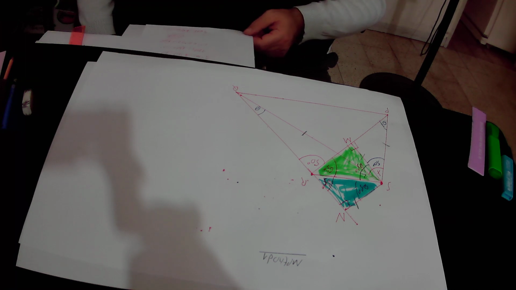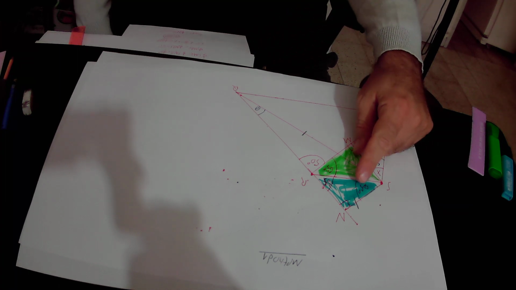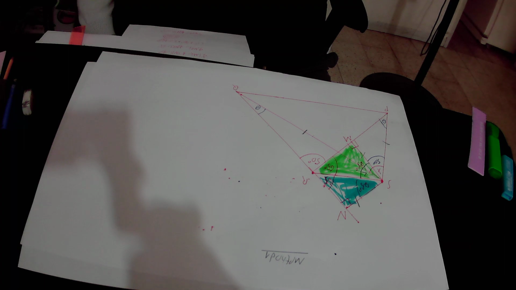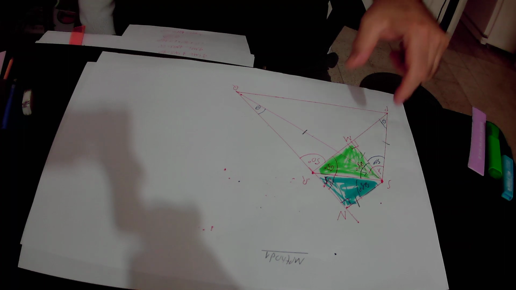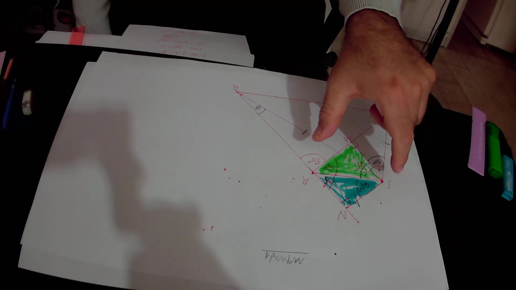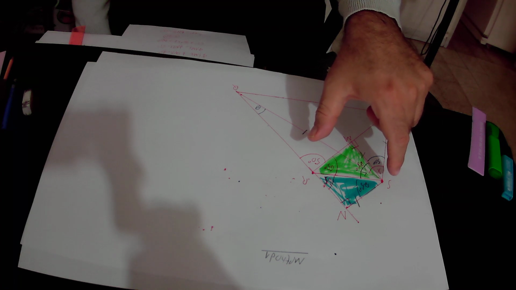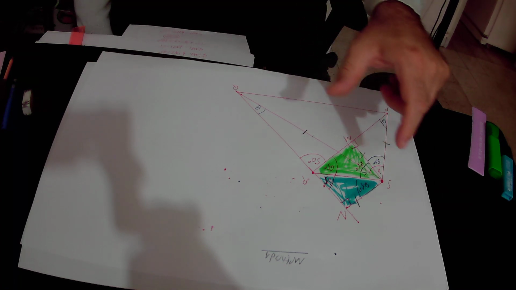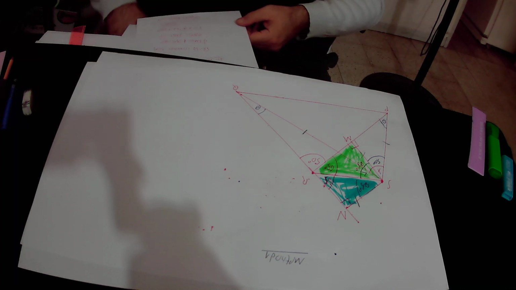Then we actually proved that the green triangle can go into the right triangle. Actually, we have a common side, SR. It belongs to both the green triangle and the blue triangle. So SR equals SR is a common side.